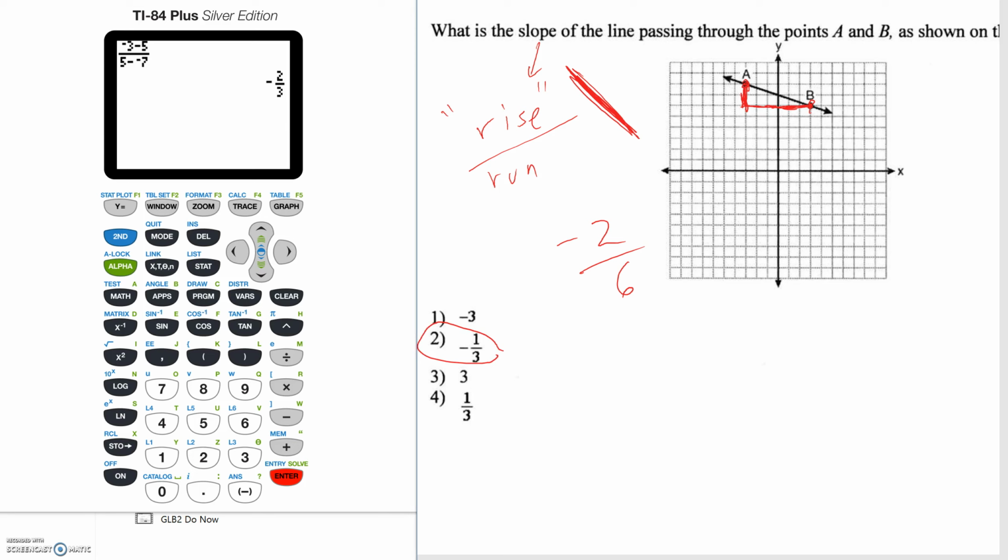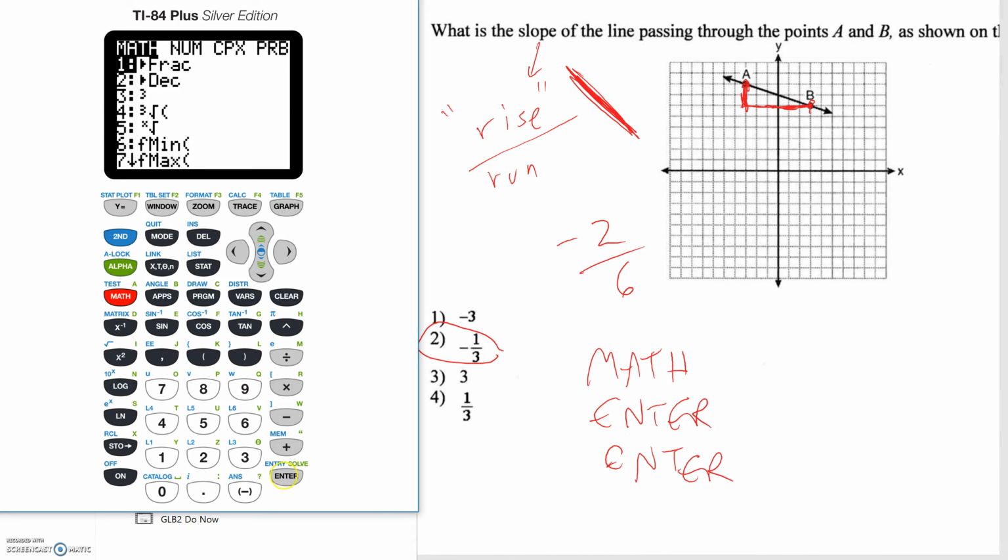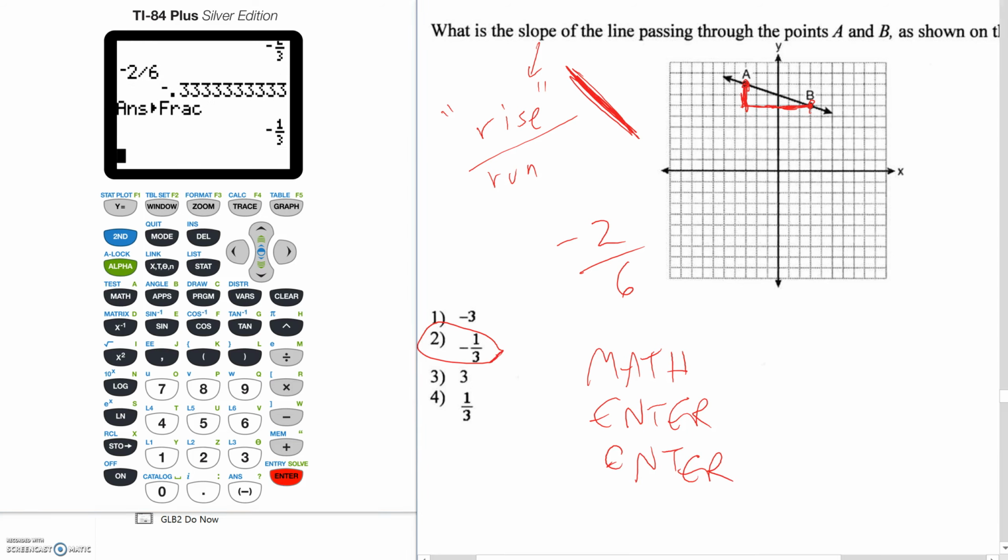If you wanted, on the calculator, we could put negative 2 divided by 6. And then the way to turn a decimal to a fraction is math, enter, enter. So math, enter, enter will give it to us in simplified form.